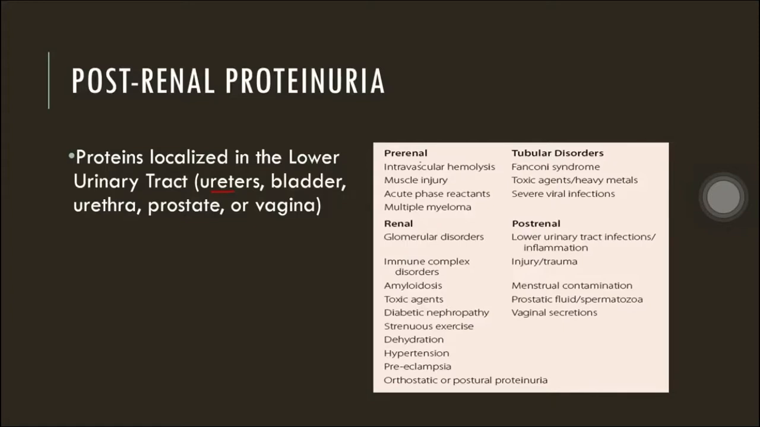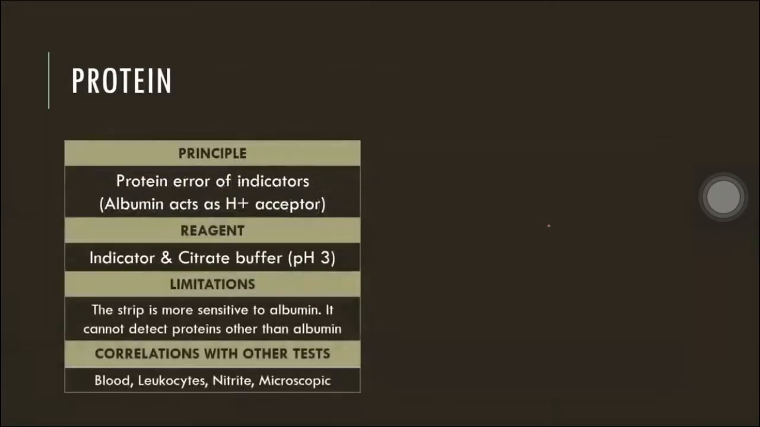Okay, for pre-renal again, proteins added before reaching the kidneys usually associated in the plasma. Renal naman associated with true renal condition. Okay. For post-renal, proteins that are added in the urine that is localized in the lower urinary tract. Now we go to the technicalities of the protein reagent pad.